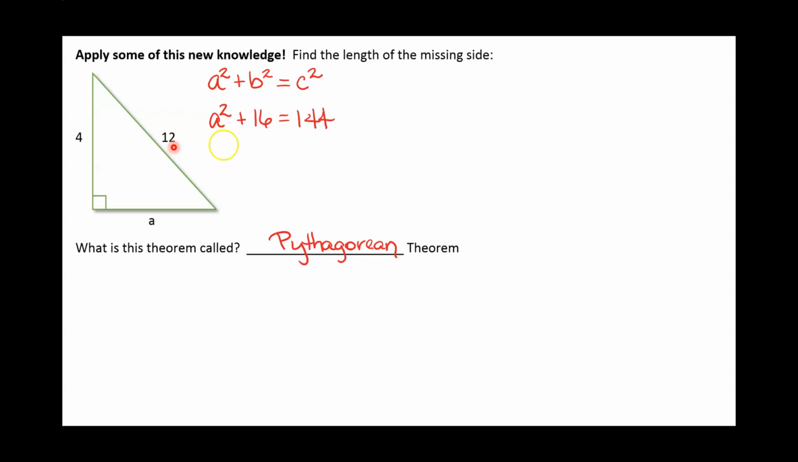All right, so to get a by itself, we could subtract 16 from both sides, and then we could take the square root of both sides. Don't forget to put in your plus or minus. Let's simplify that radical. So 128 is 64 times 2. So I know the square root of 64 is 8, and I can't do anything with the square root of 2. All right, how did I know to use the positive instead of the negative? Well, it's a length of the side of the triangle, and that length has to be positive.